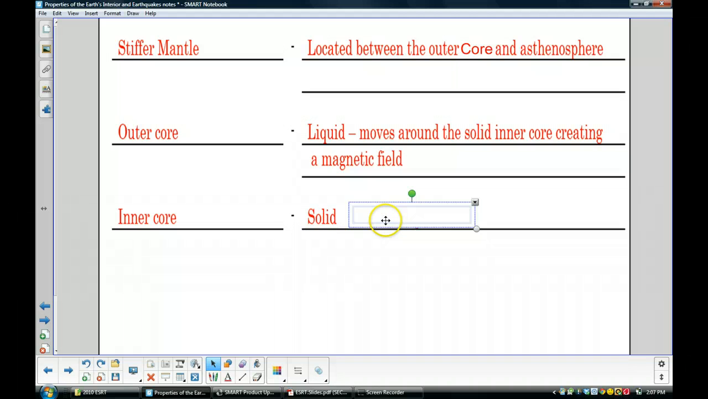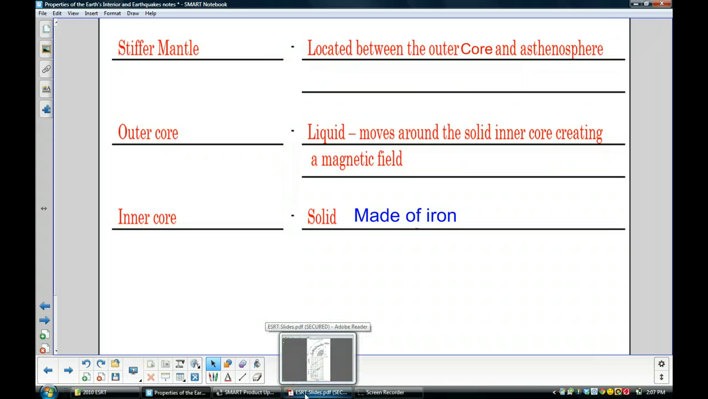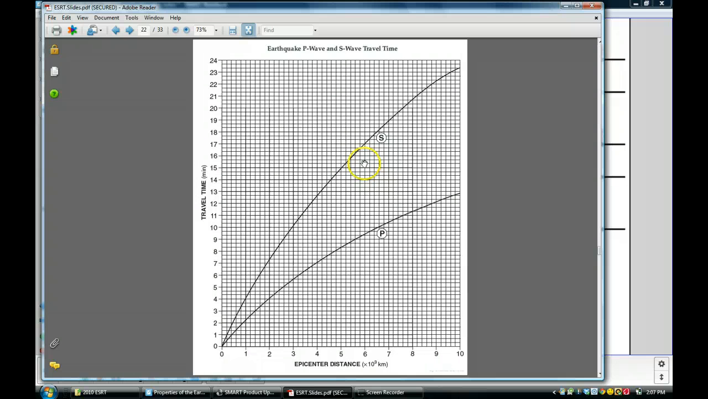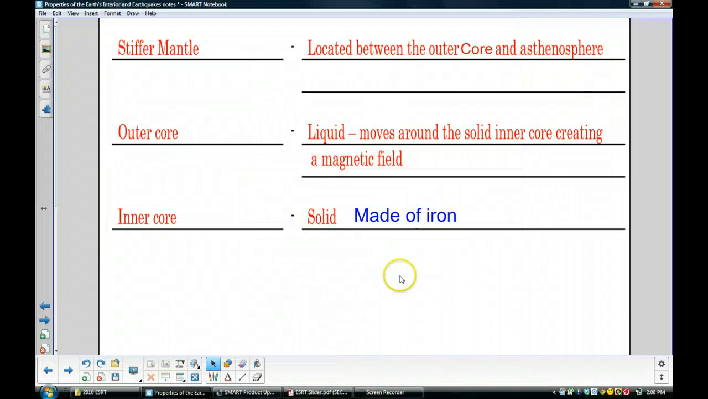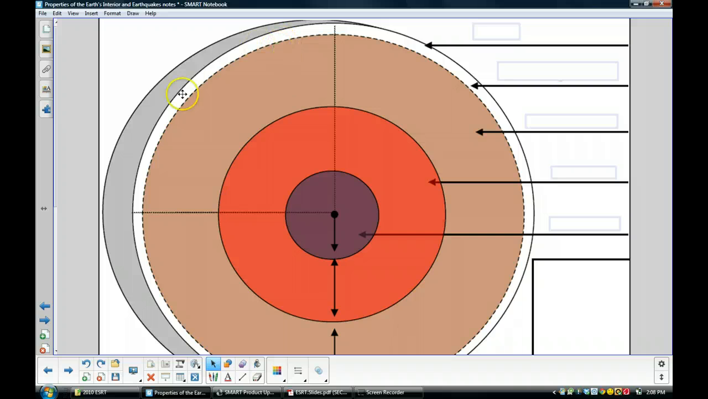Okay, the inner core is solid. It's made mostly of iron-rich rock, and the outer core has iron as well. When we look at this, we can see there's iron and nickel in both the outer core and the inner core. It's labeled right here in the center there. If you go back to the bottom of your page here, you'll see a diagram that has the layers on it. See if you can take a second and put that together.